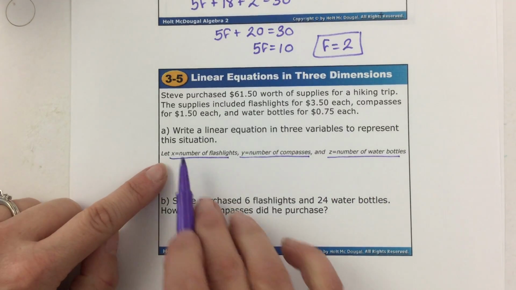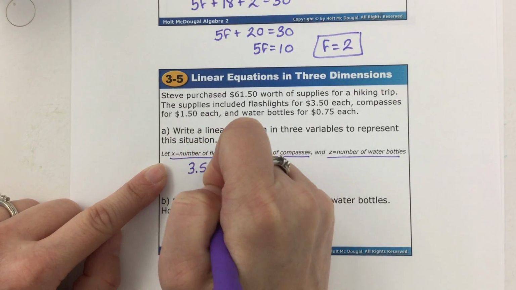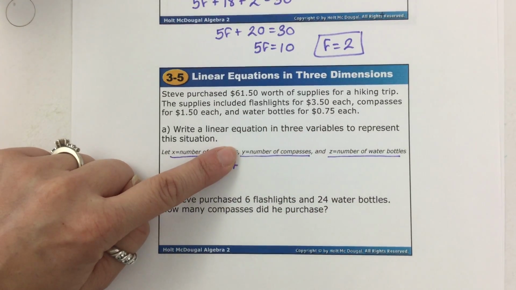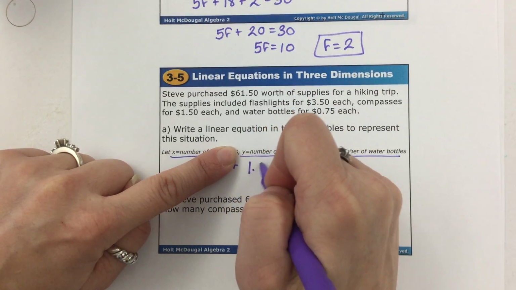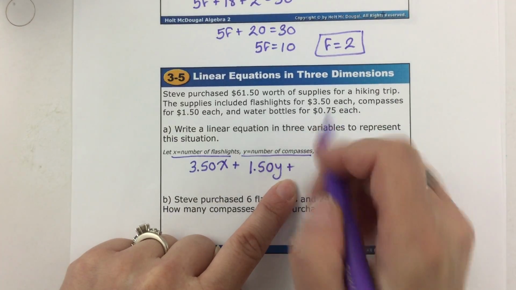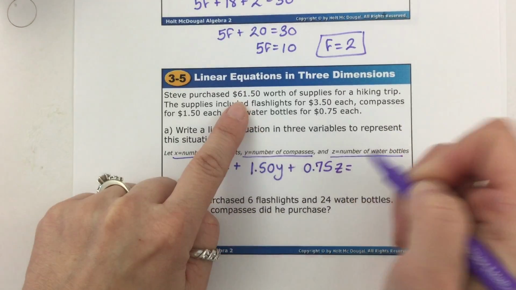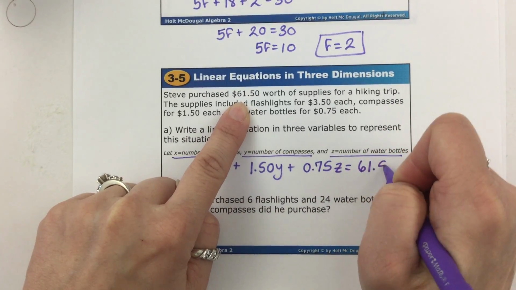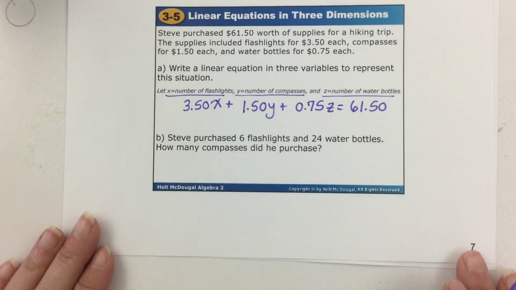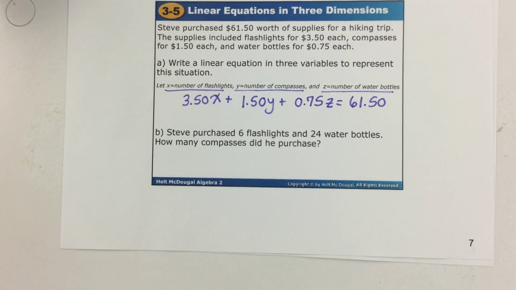Okay, so flashlights is X. Flashlights were $3.50, so $3.50 X. Plus he bought compasses. Compasses were $1.50, $1.50 Y. Plus water bottles. Water bottles were 75 cents, 0.75 Z. Steve purchased $61.50. There is your equation. Now it will tell you 2 amounts that Steve bought, and we can go ahead and find the third.